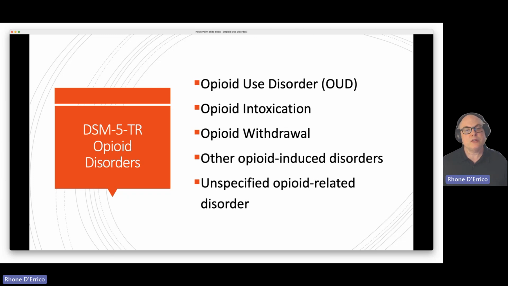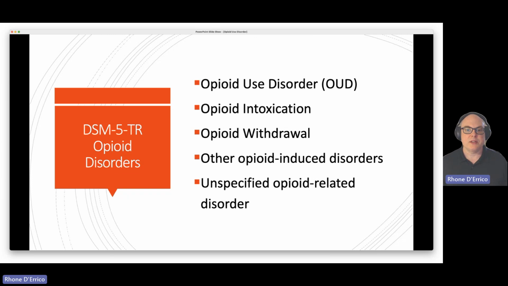The other opioid-induced disorders category: in the DSM-5 system, you can actually make a diagnosis of, say, depression, but attribute that to the use of opioids. Likewise with mania or anxiety, et cetera. In that case, that falls under that other opioid-induced disorders diagnosis.